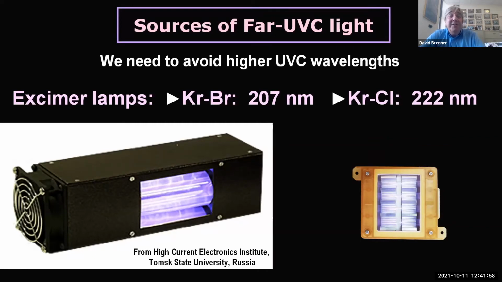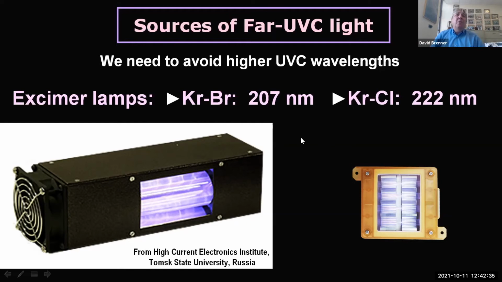We actually started with 207, but moved to 222 just because the original lamps that we bought from Tomsk in Russia, who really invented the excimer technology in the first place. The 222 lamp was a lot more efficient, and so produced a lot more light than the 207 lamp. I will say they're fairly big and bulky, but they're incredibly reliable. The lamps that we bought more than a decade ago are still working just fine.